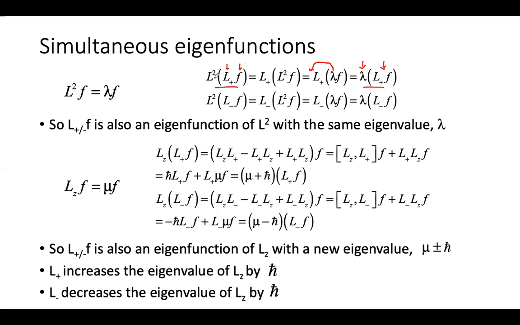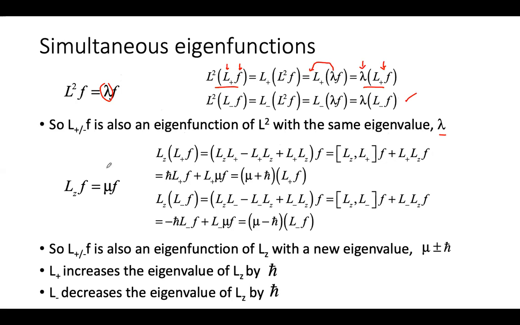So if L squared has as its eigenfunction f, it's also true that the operator L squared could have as its eigenfunction the raising operator times f. And right below it, I said the same thing for the lowering operator, which hopefully makes sense. And so the raising and lowering operator times f is also an eigenfunction of L squared with the same eigenvalue lambda that you had for the initial eigenvalue equation if the eigenfunction had just been f.